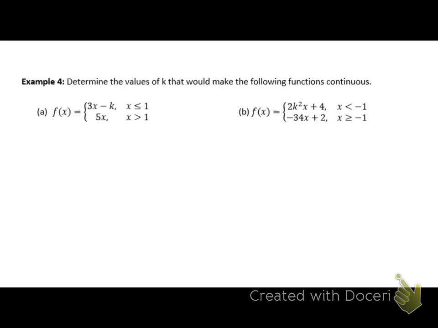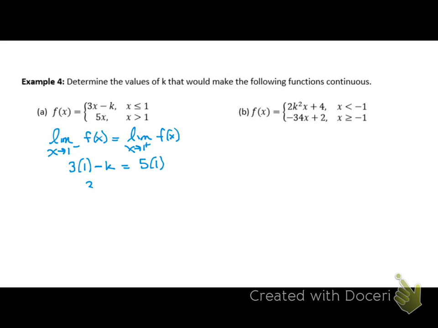So we need to make sure that the limit as x approaches 1 from the left is equal to the limit as x approaches 1 from the right. And to make sure that's the case it's actually very simple. All you're going to do is take 1 and plug it into each side and set them equal to each other. So we'll have 3 times 1 minus k equal to 5 times 1.